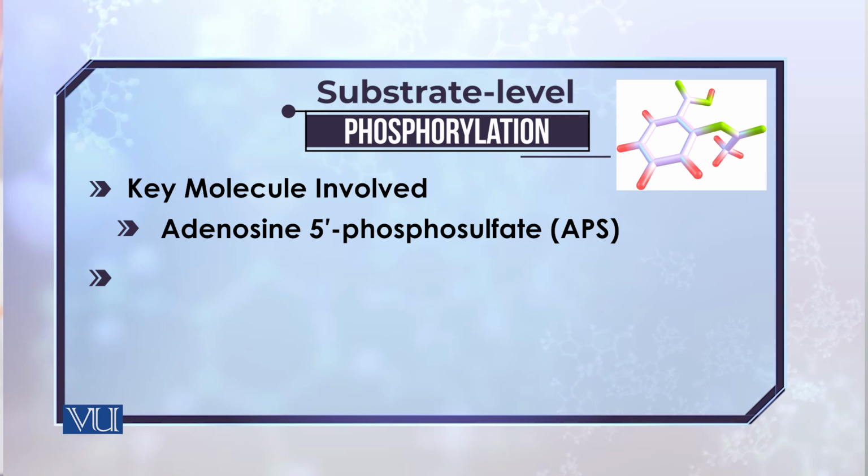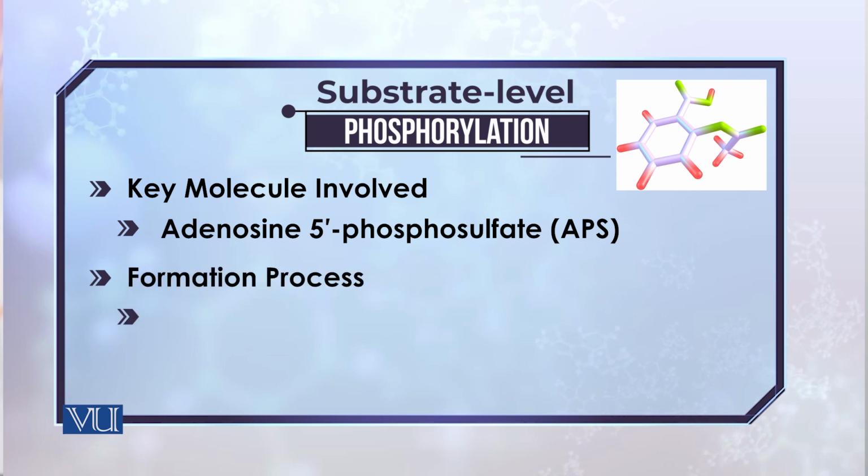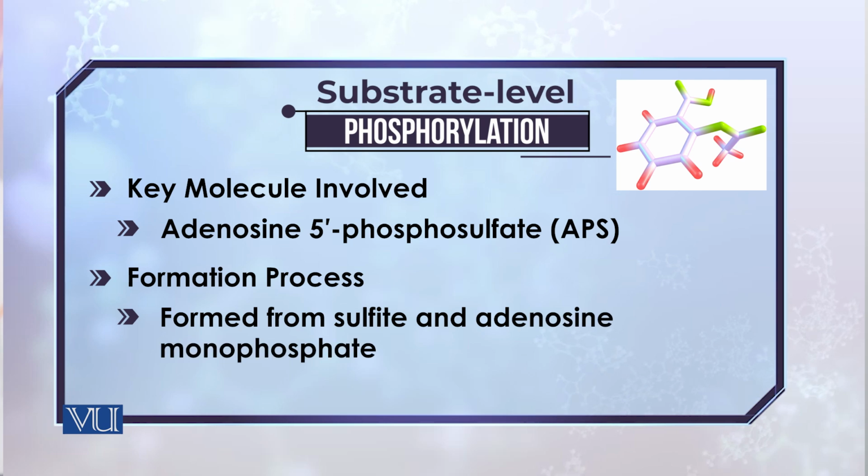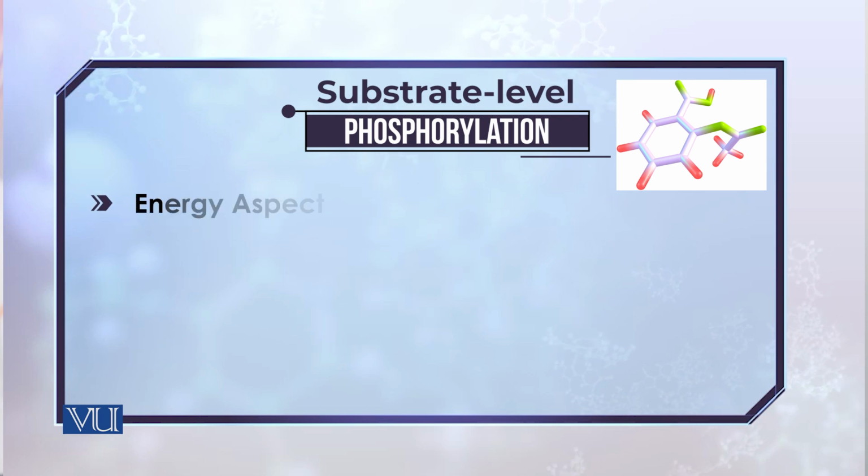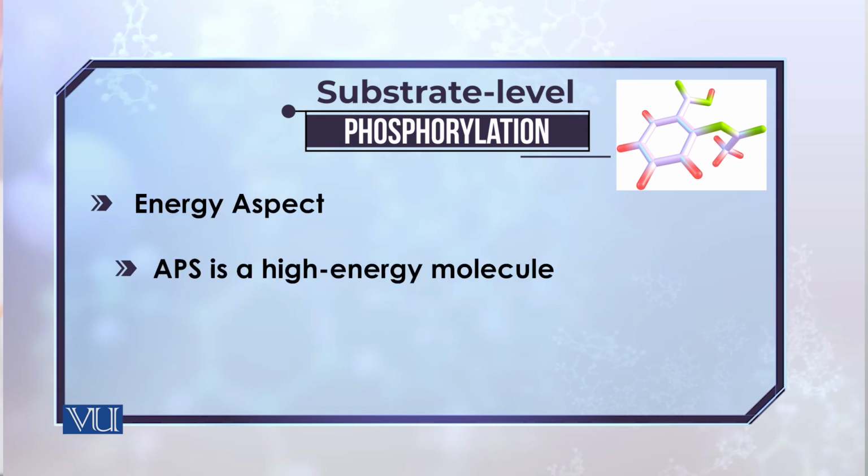The key molecule involved is APS, adenosine 5-phosphosulfate, not phosphate, sulfate. It is formed from sulfite and adenosine monophosphate. So sulfite is the major component here. It's a high energy molecule. That's why it is used in energy production.